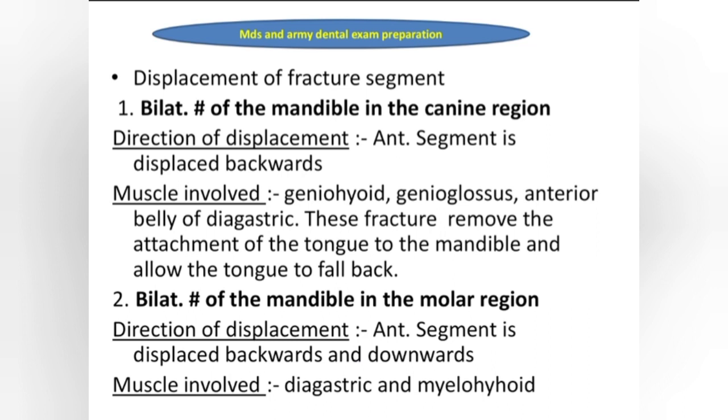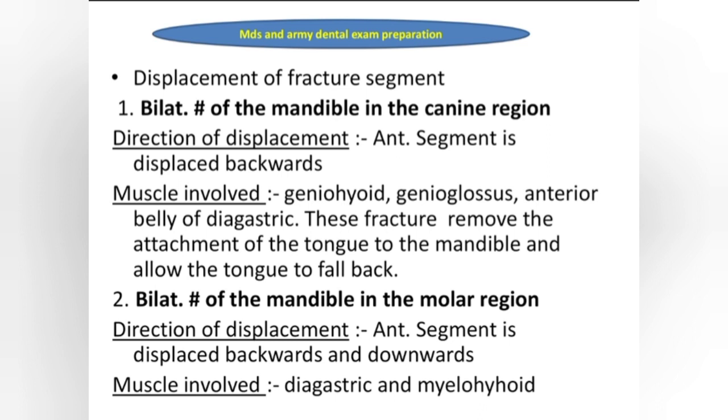Now we'll discuss the displacement of different fracture segments, the direction of displacement, and the muscles involved. If there is a bilateral fracture of the mandible in the canine region, the anterior segment is displaced backward. The muscles involved are geniohyoid, genioglossus, and anterior belly of digastric. This fracture removes the attachment of the tongue to the mandible and allows the tongue to fall back. So this is in case of bilateral fracture of the mandible in the canine region.